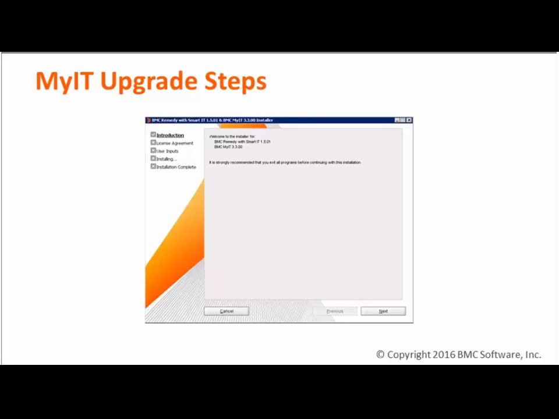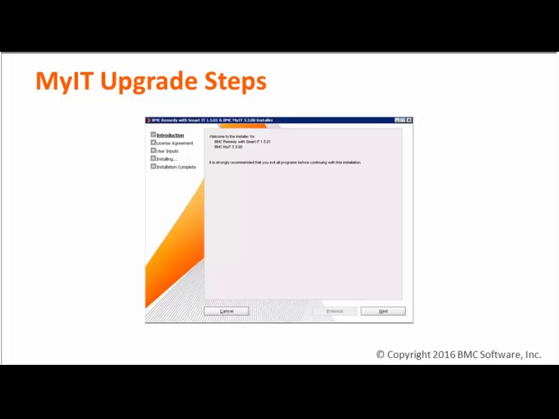And for the upgrade to work, the current version available in the market is 3.2, and we support one-step upgrade from 2.6 all the way to 3.2. So if you are on 2.6, you can do the upgrade in one step. Just run the 3.2 installer. It will take you from 2.6 to 3.2.